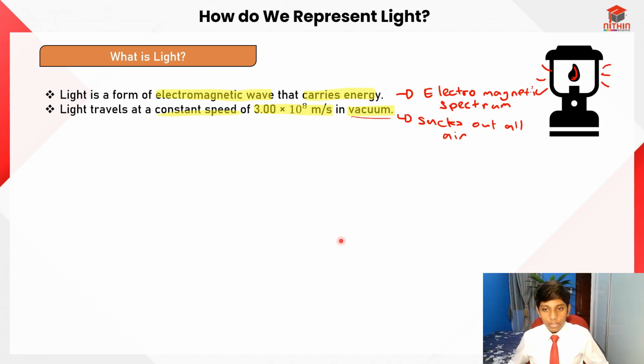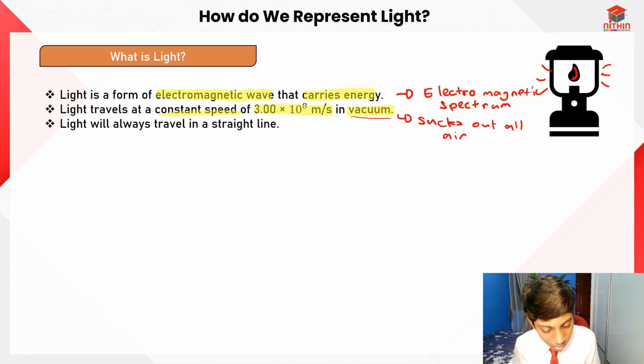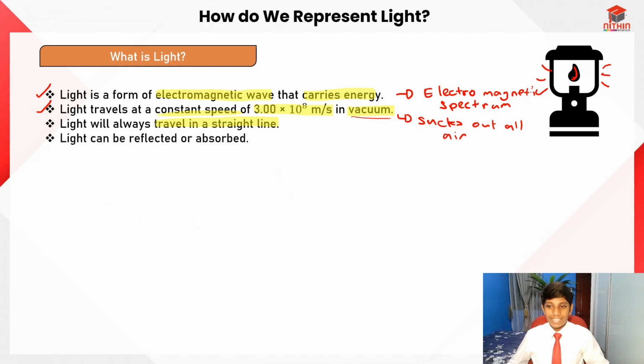Okay, next, light will always travel in a straight line. So this is something we have already learned in primary school. Only the first two are related to general knowledge and something that is related to secondary school. Okay, and lastly, light can be reflected or absorbed. So this is basically what is light.